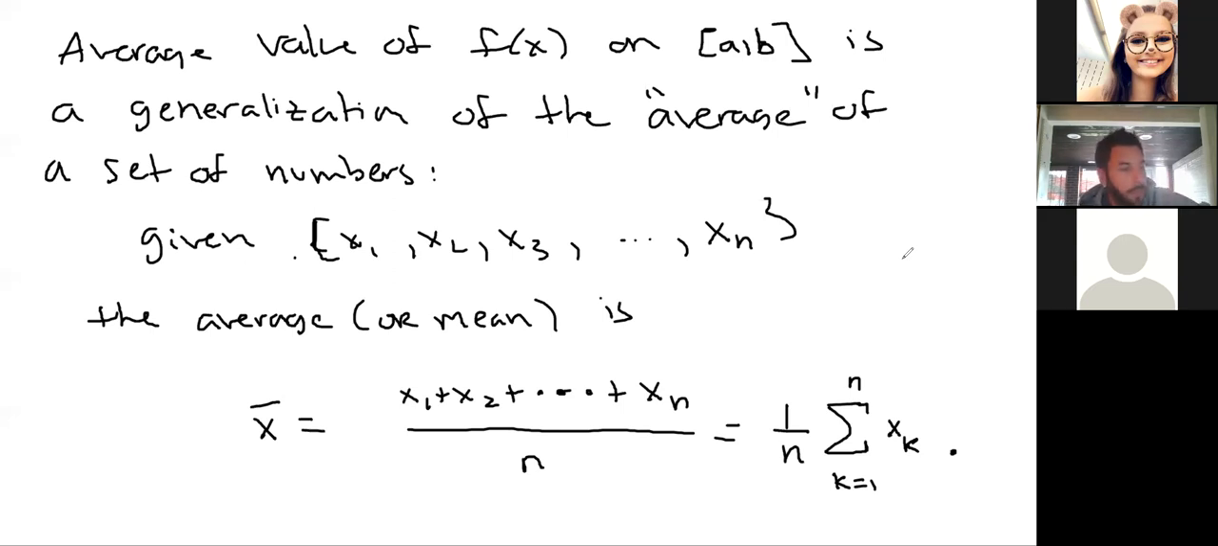Okay, so what we'd like to do is generalize this. If we have a function, well, a function has infinitely many values if it's continuous. And so it doesn't make sense to define its average value this way. So how could we figure out the average value of some continuous function?